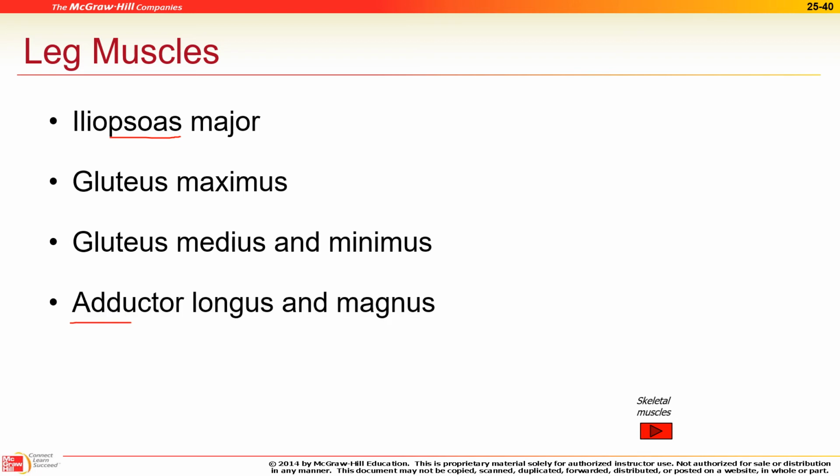Abductor muscle. Is it taking the limb towards or away? The leg towards the body or away? I'm an addict. I'm drawn towards. So remember those mnemonics. They'll help you. I'm an addict. I'm drawn towards stuff. Abductor muscle will draw your leg towards the body.